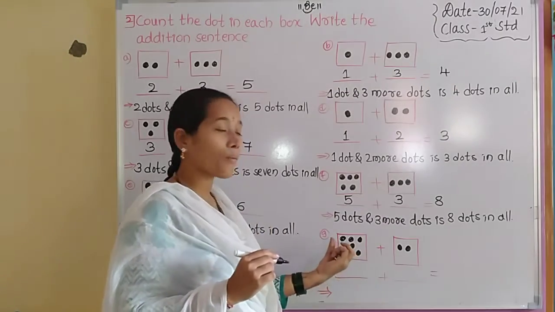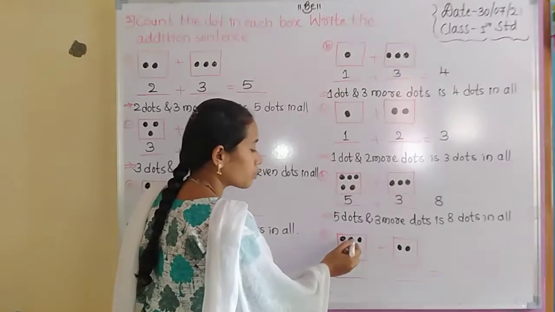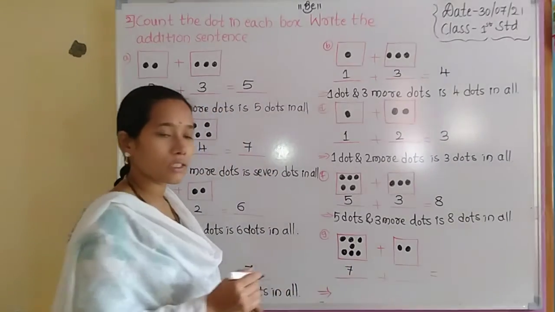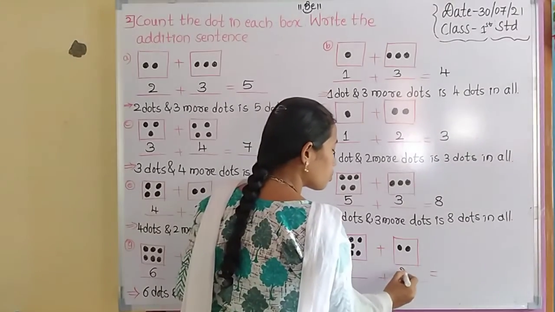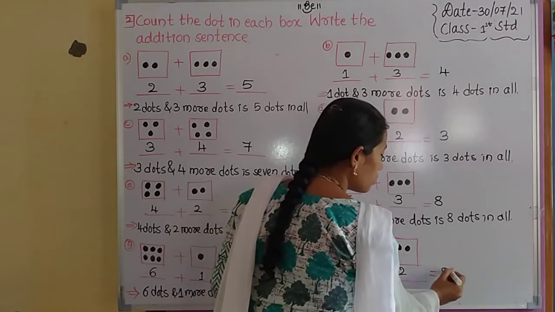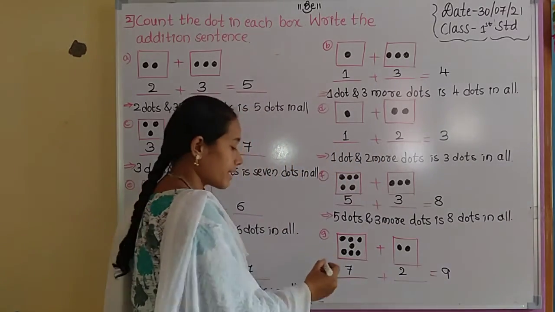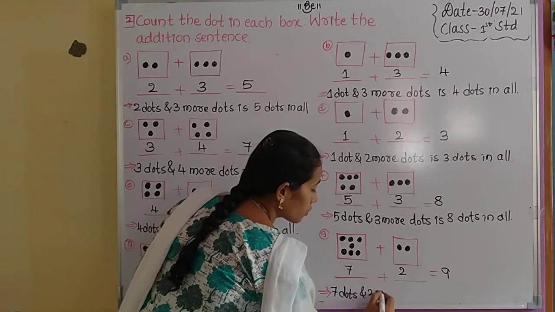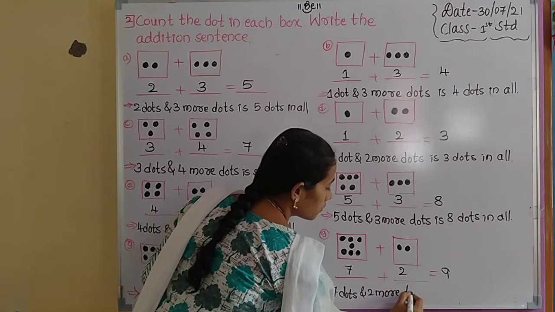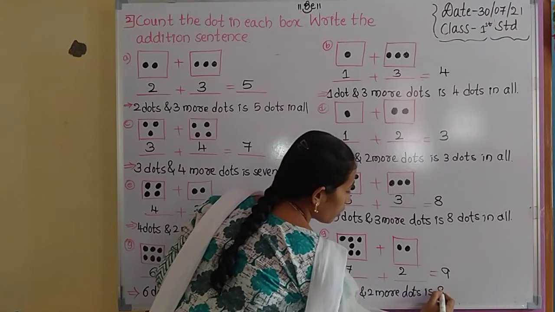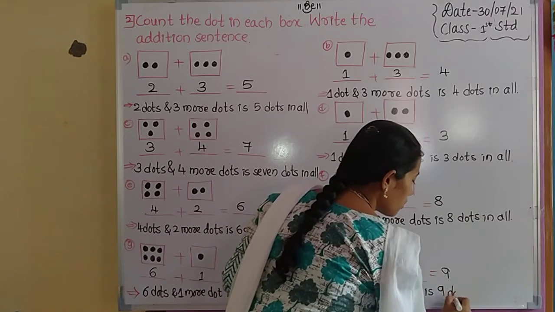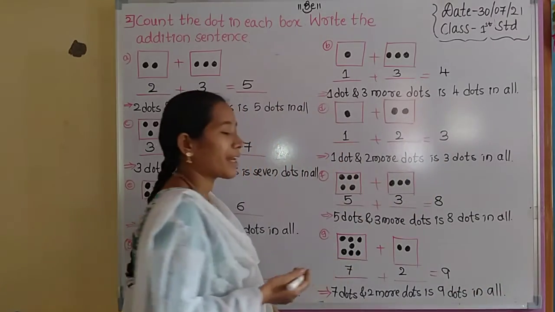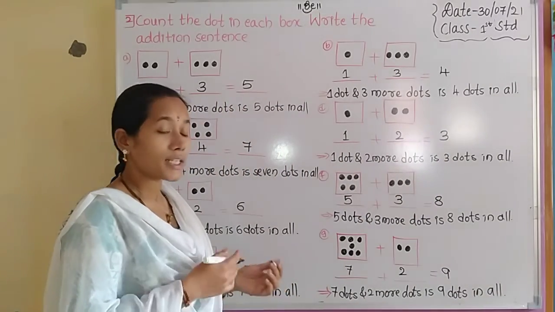The next one, the last one. The first box is the representation of the first addend, and here the first addend consists of how many dots? Count all. 1, 2, 3, 4, 5, 6, 7. So write here 7. And the second box consists of, very good, 2 only. And 7 plus 2 is equal to 9. So how to write the addition sentence? Very good: 7 dots and 2 more dots is how many altogether? 9 dots in all.